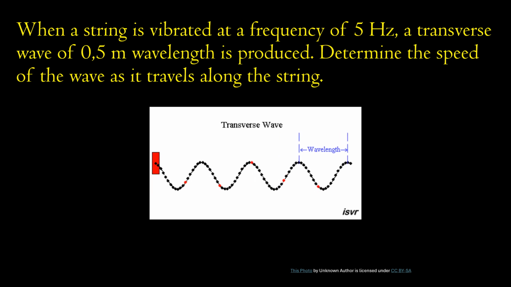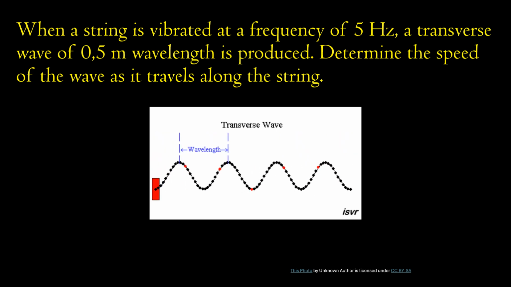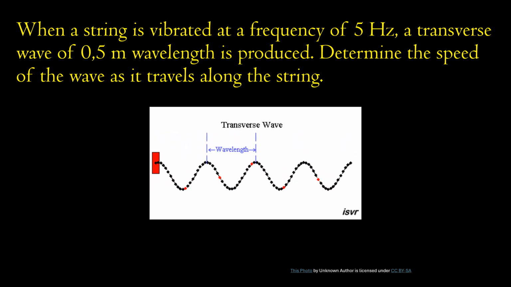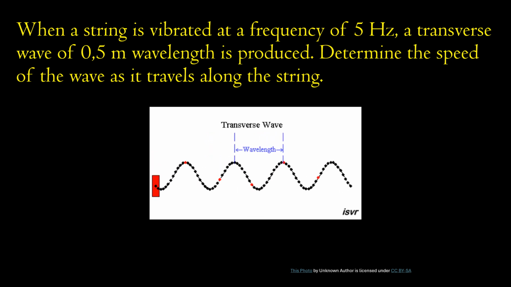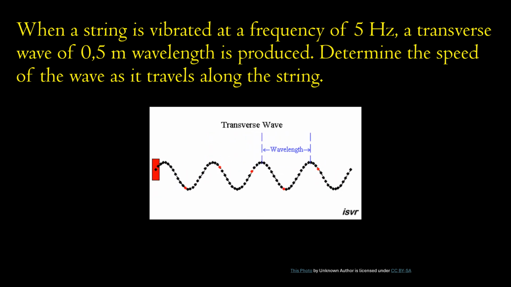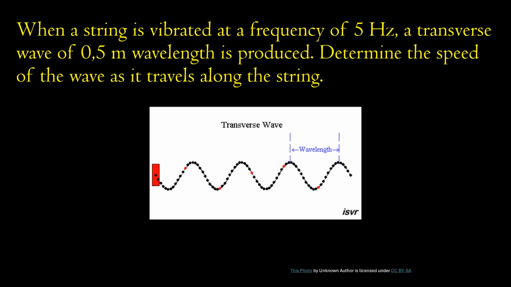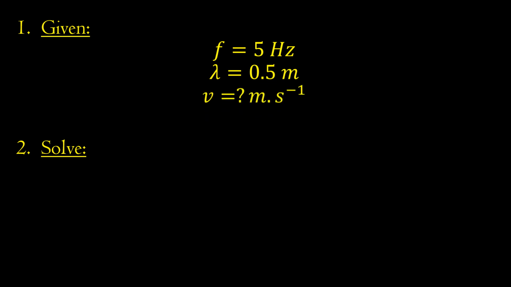The wavelength is just the distance between two points that are in phase, or the distance between two consecutive crests, and that distance is 0.5 meters. The frequency is given as 5 Hz. To solve this problem, we know that the frequency is 5 Hz and the wavelength is 0.5 meters.